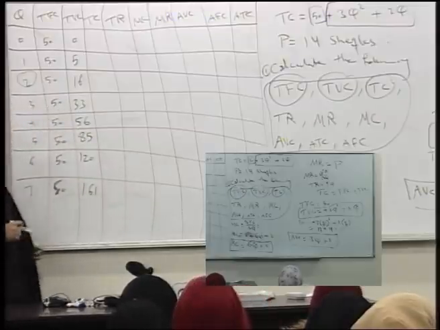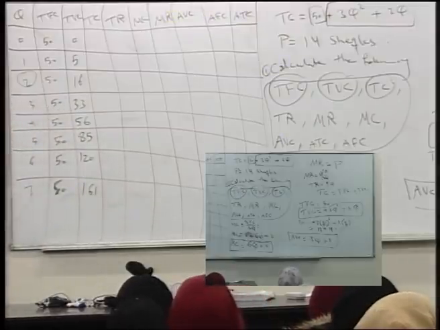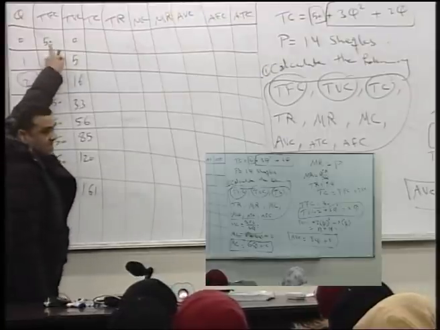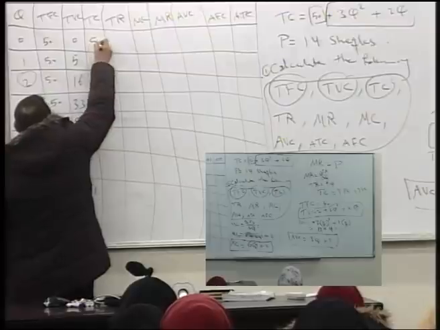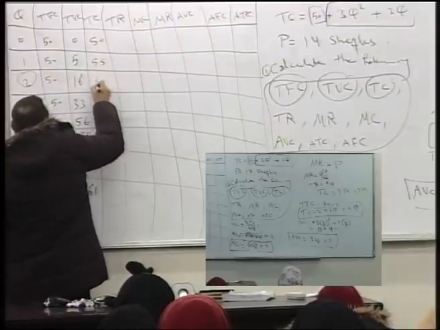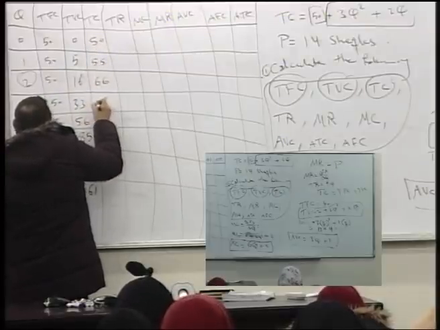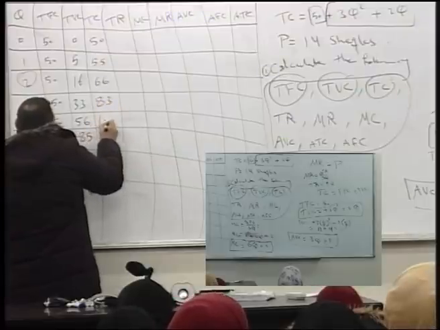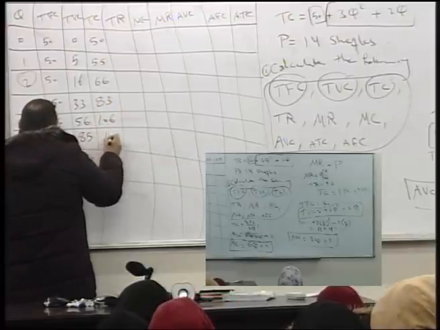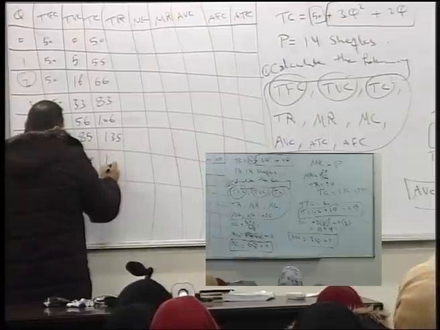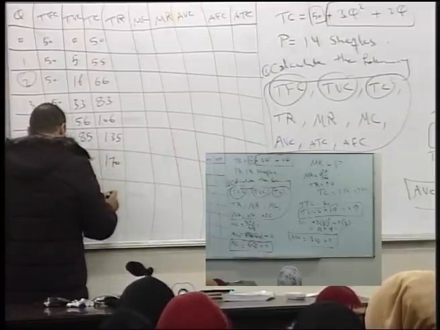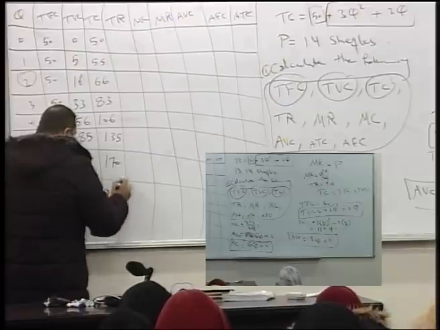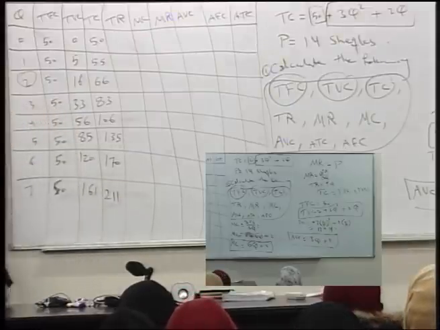Okay, what about total cost, TVC plus TFC? 50, 55, 66, 83, 106, 135, 170, 211.